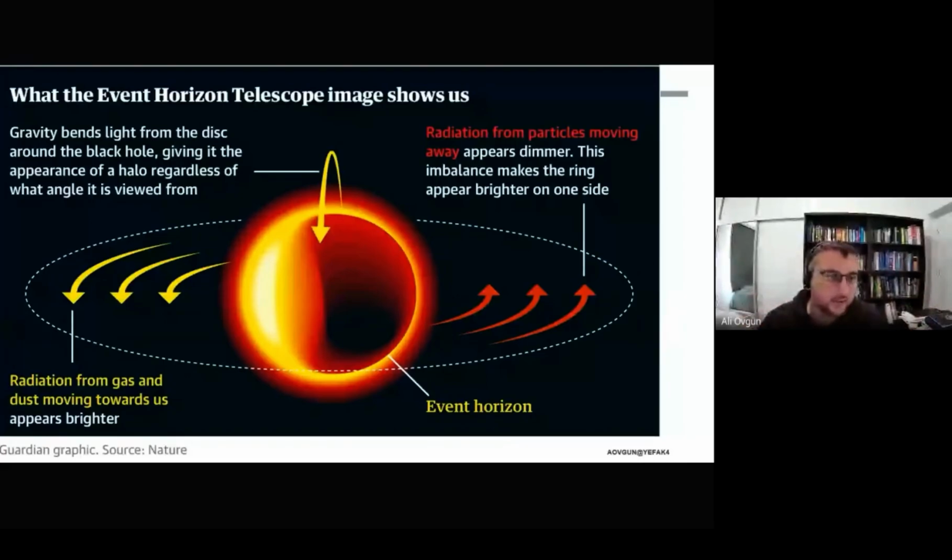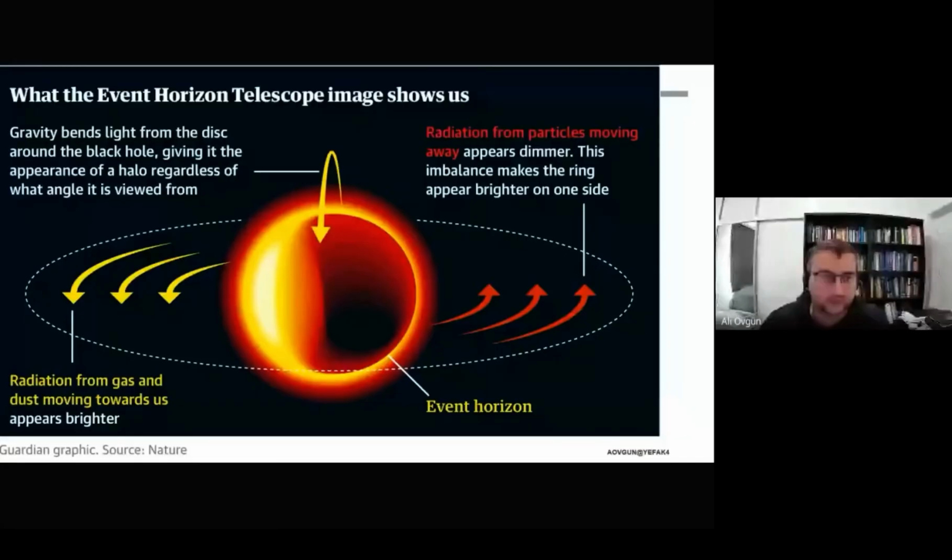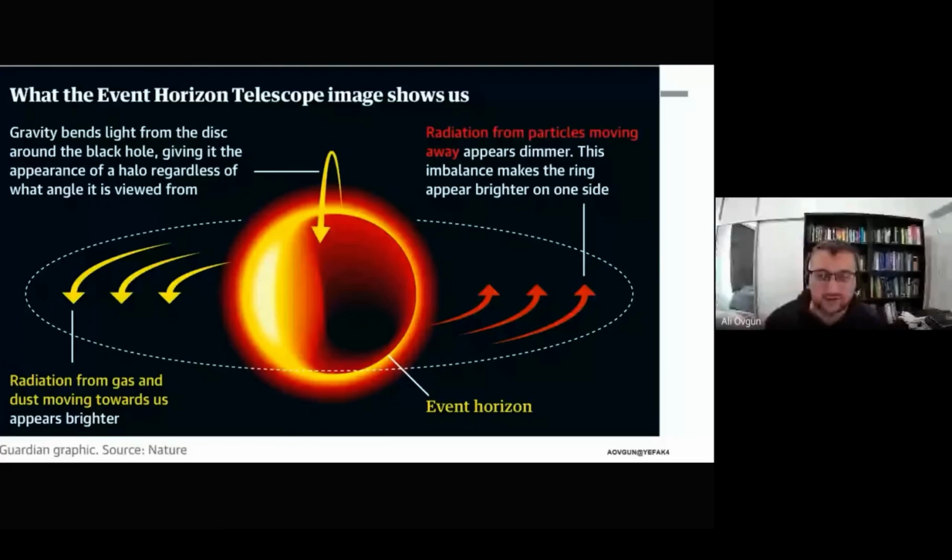Gravity bends light from the disk around the black hole, giving it the appearance of a halo, regardless of the angle it is viewed from. And you can see one side is brightest and the other side is dark, because the radiation from the gas and dust moving toward us appears brighter, but on the other side, the radiation from particles moving away appears dimmer. So this imbalance makes the ring appear brighter on one side.